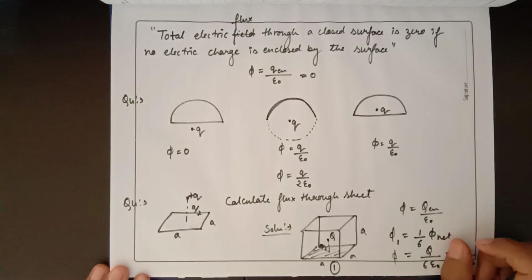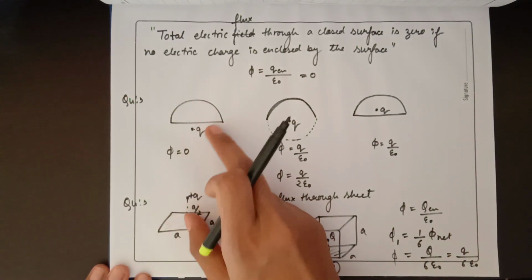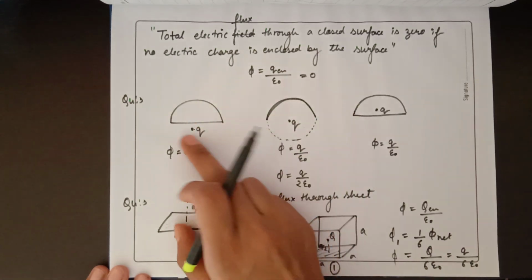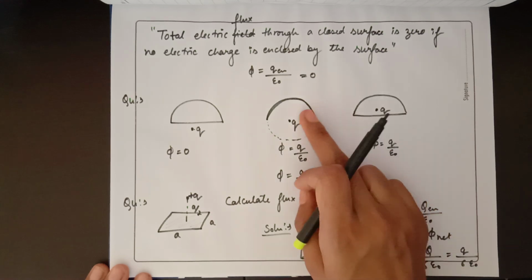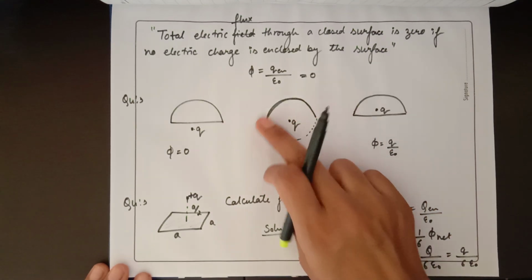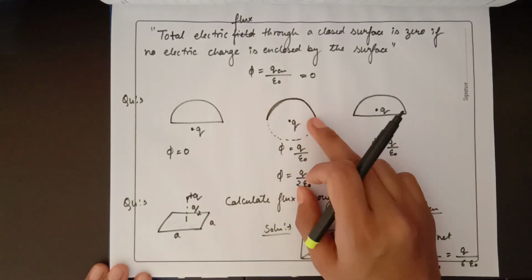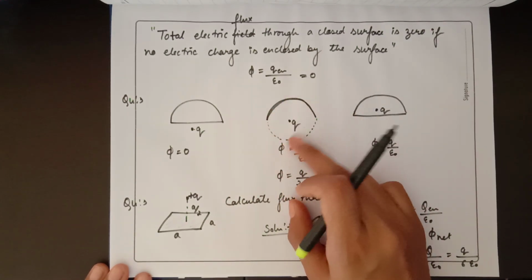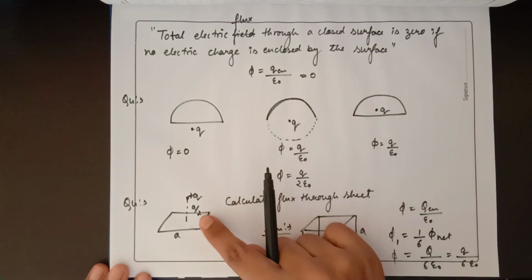So that is all for today. Today we have seen, if we have a charge q outside any surface, then net electric flux will be 0 for this. And if you are given a charge and it is asked to calculate the electric flux through any surface, first you will make it a closed surface, like in this question and this question.